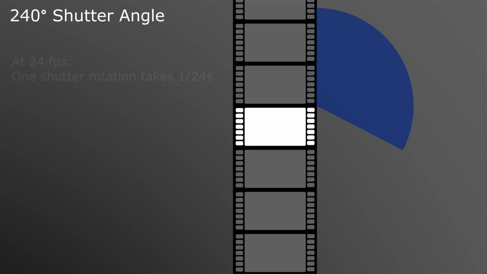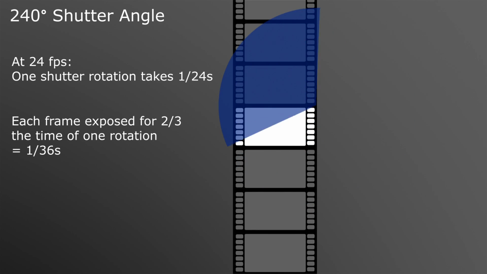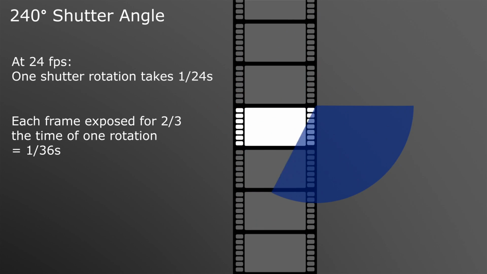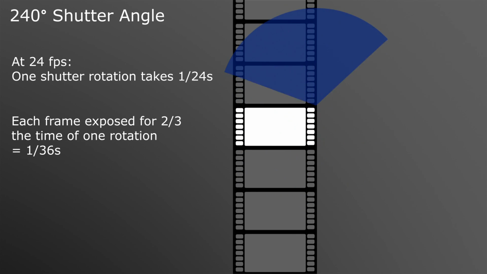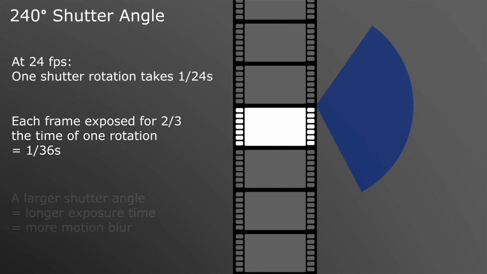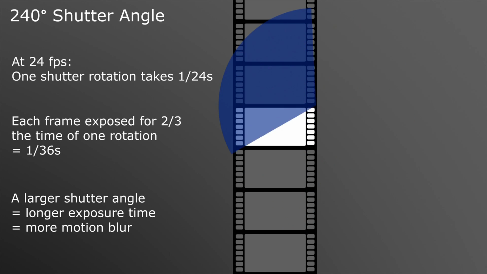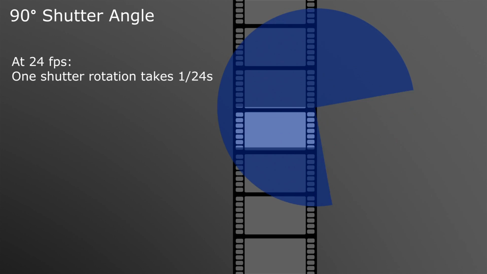Now let's look at what happens when your shutter angle is 240 degrees. In this case, 2/3 of the shutter have been cut out. Therefore, each frame will be exposed for 2/3 of the time it takes the shutter to do one full rotation, which is 1/36th of a second. Notice that the larger shutter angle actually means a longer exposure per frame and therefore will result in more motion blur. Now let's look at what happens with a 90-degree shutter angle.